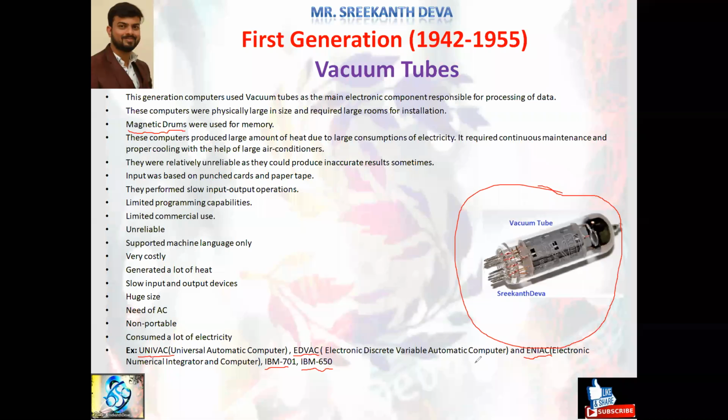It consumes a lot of electric power, performs input and output device operations very slowly, and is very huge in size. Okay, see, this is what first generation computers are. The main component for processing data is nothing but what? Vacuum tubes. It's going to be represented in this manner. Okay, it looks like that. So this is about first generation computers.